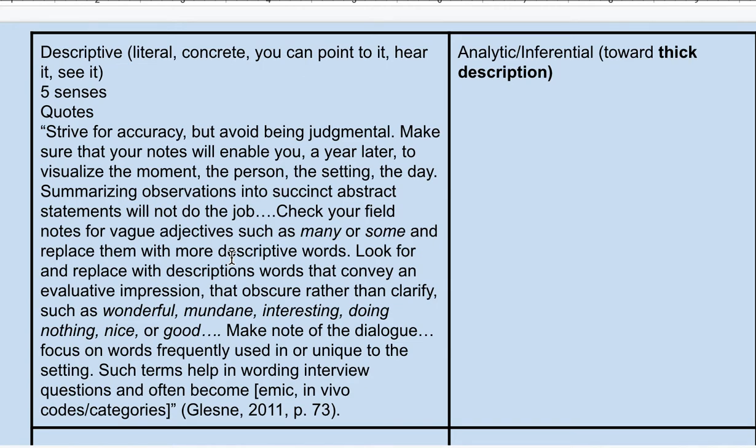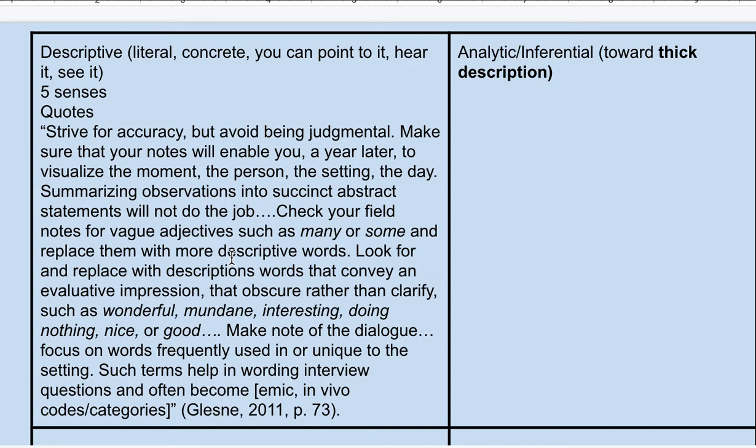Direct quotes are great. Here's a quote from Glesne in a chapter that I offered you, but it wasn't required, and it's very lovely. So if you're thinking about observation, I recommend it. She says, strive for accuracy, but avoid being judgmental. Make sure that your notes will enable you a year later to visualize the moment, the person, the setting, the day. Summarizing observations into succinct, abstract statements will not do the job.